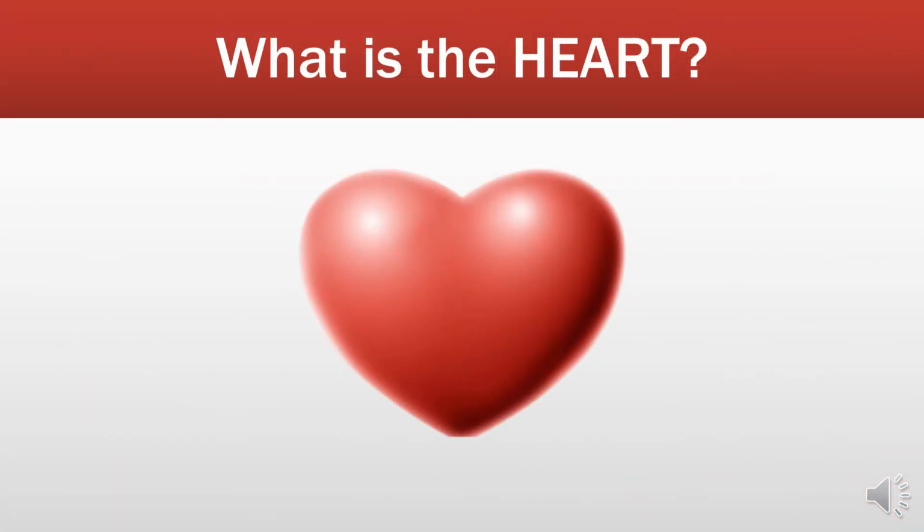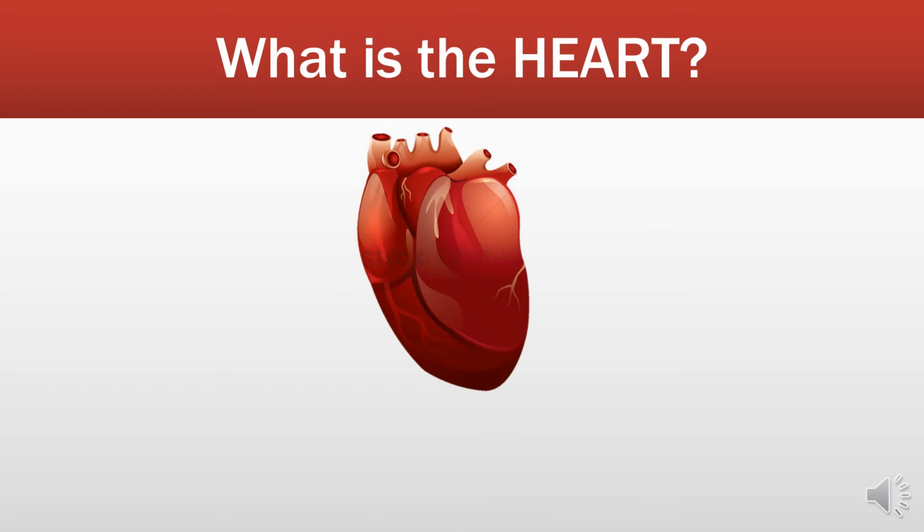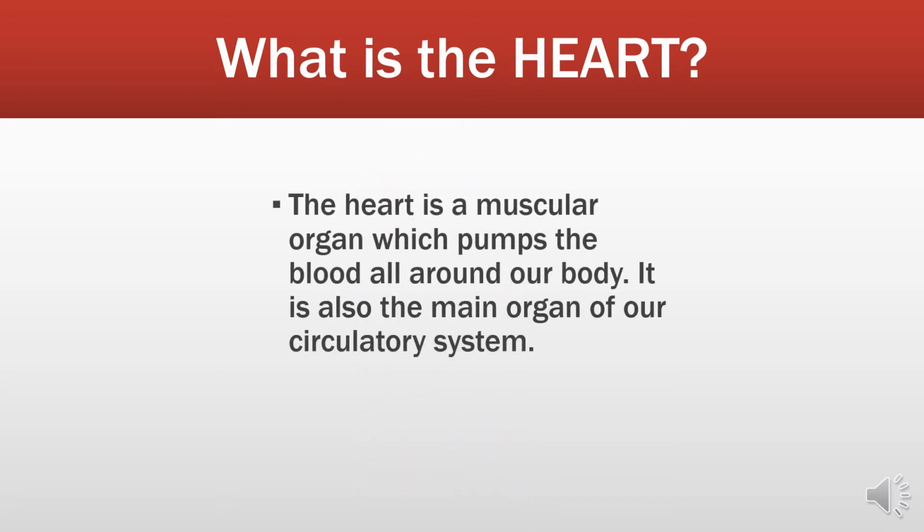So, the first thing, what is the heart? The first thing that comes to your mind is this heart, but that isn't the thing. We're talking about this heart. So, the heart is a muscular organ which pumps the blood around our body. It is also the main organ of our circulatory system as it keeps us alive. We'll see later in the video about that.